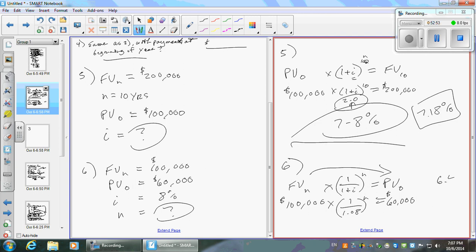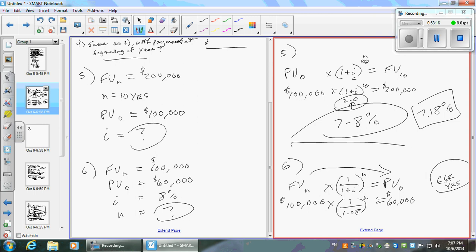6.64. Okay? 6.64 years. Wonderful. All right, let's use the tables. What would you do this time, because I turned it into a present value calculation here? Go to the present value of a sum table, go to the 8% column, go down until you find this factor. But what's the factor?